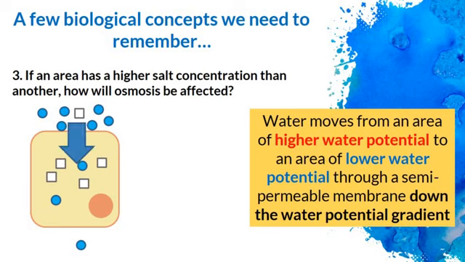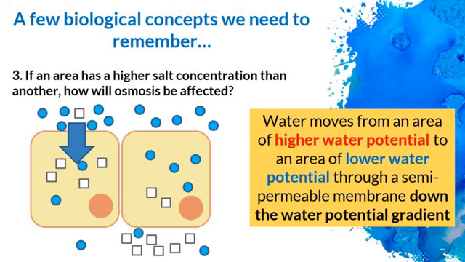So our blue dots representing the water, we have a higher water potential moving to this area of lower water potential. Our semi-permeable membrane here is going to be the cell membrane, and because we're going from high to low, we can describe this as down the water potential gradient. We can look at this in a bit more of a complicated situation where there are multiple areas that might have a higher or lower water potential, but we're going to do the same thing.